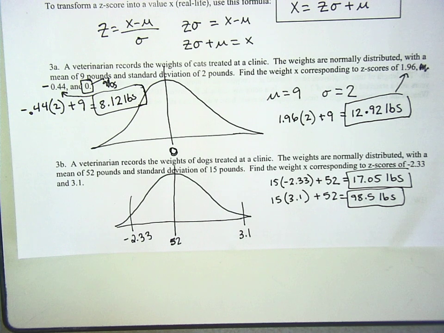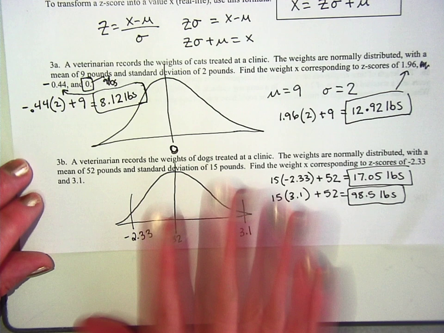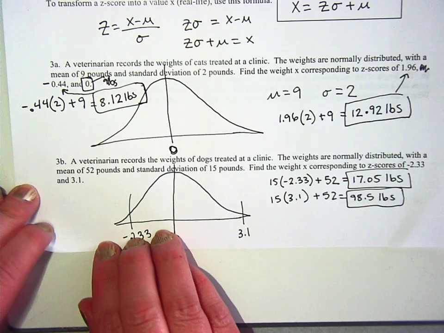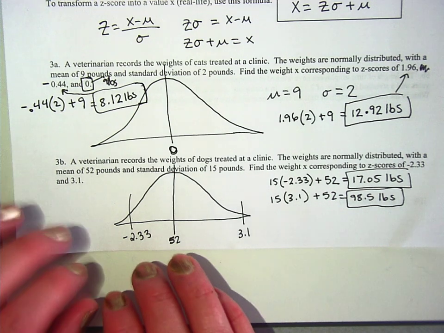One, it says find the weight X corresponding to the z-scores. It tells us the z-scores, so why would we find the z-scores? We can tell whether we're using x minus mu over sigma or this one. Yes, absolutely. But honestly, these questions would never happen to you in real life. Right now, what I'm trying to do is teach you how to use a tool.